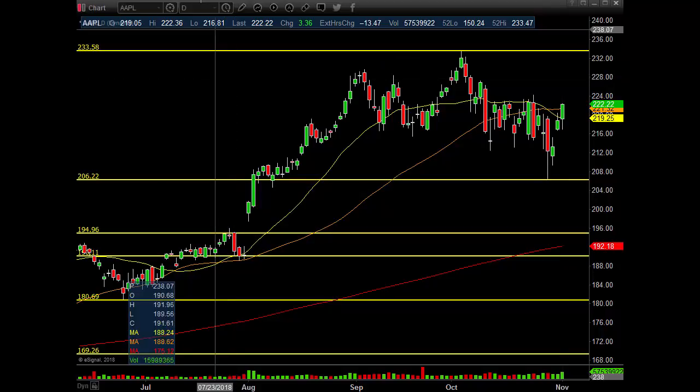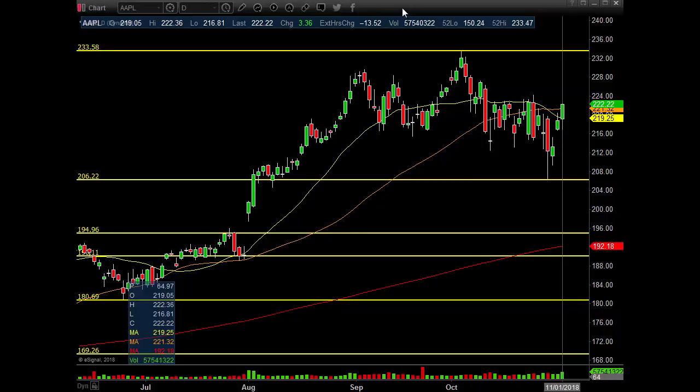Today we're going to look at Apple on the daily, weekly, monthly time frames using technical analysis here at StockBookie.com.